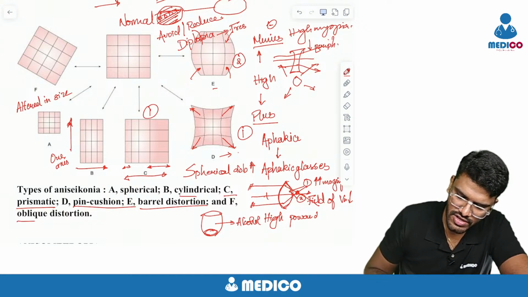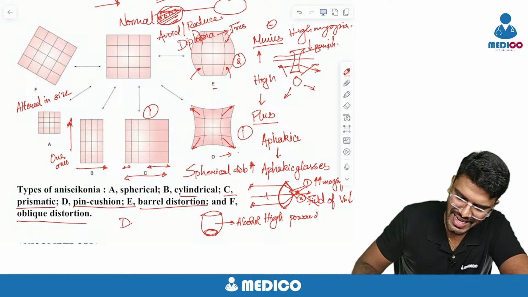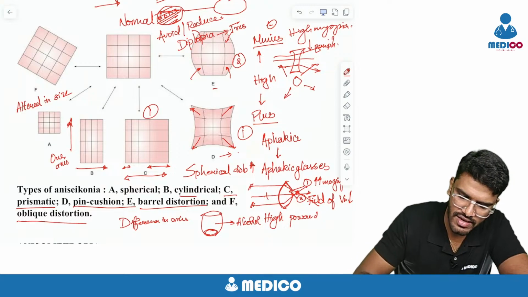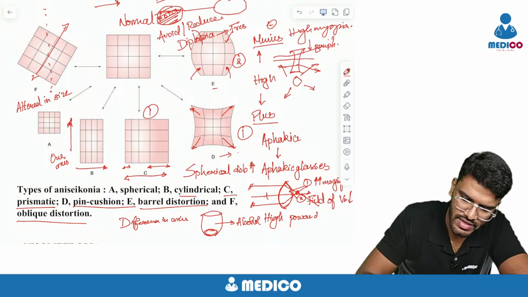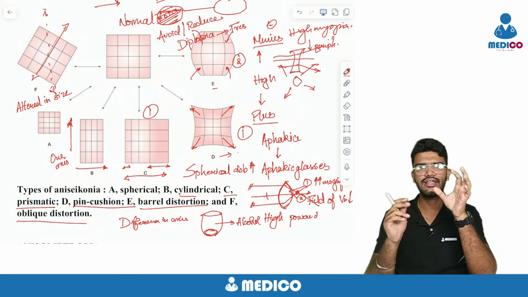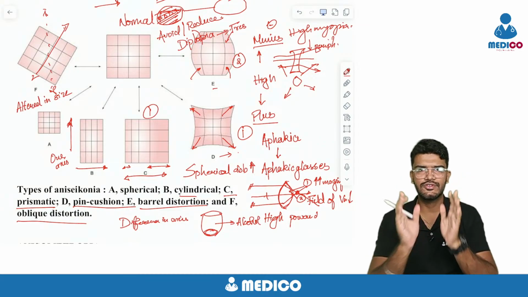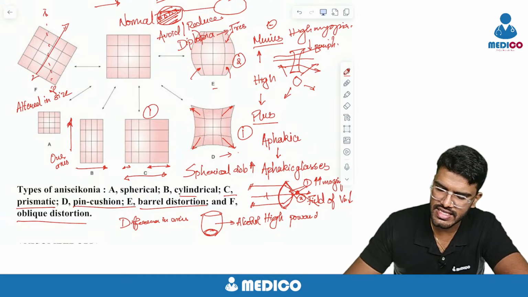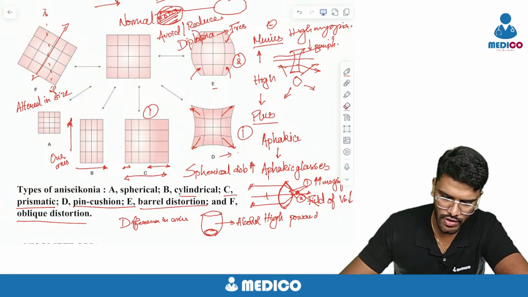And oblique distortion is when there is a difference in the axis, and that is not corrected properly between the two eyes. It should be like this; the dotted is the right way, and it appears oblique. So in one eye the axis is proper, in the other eye the axis is abnormal, and then it appears to be tilted. So these are the various types of aniseikonia that you must be aware of.